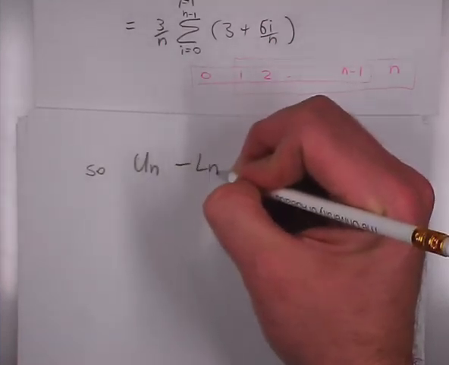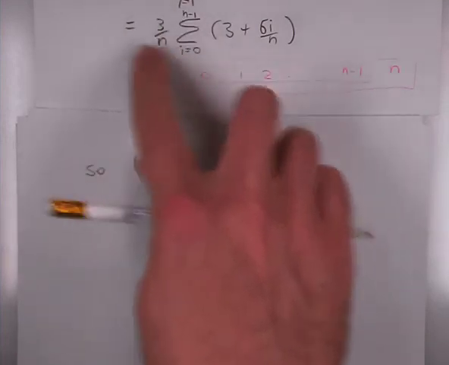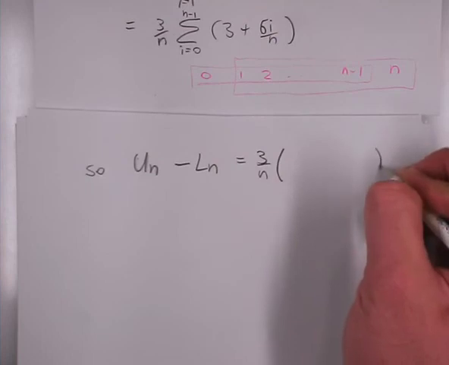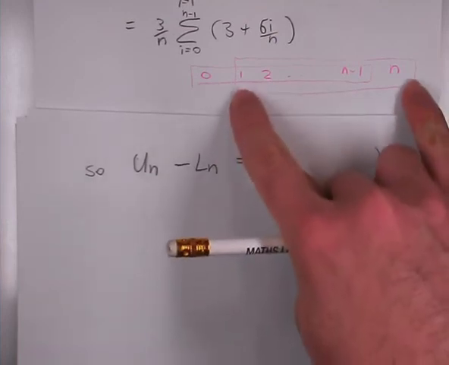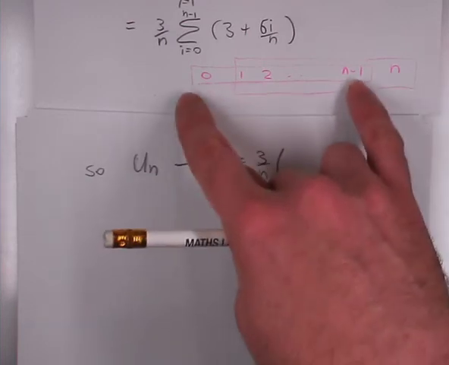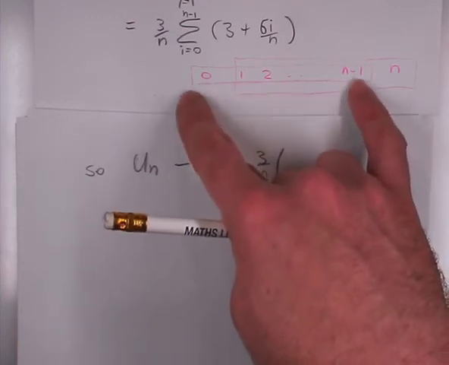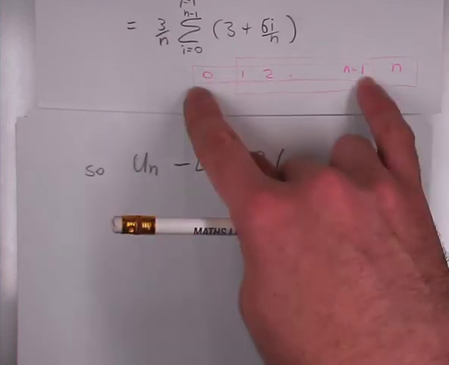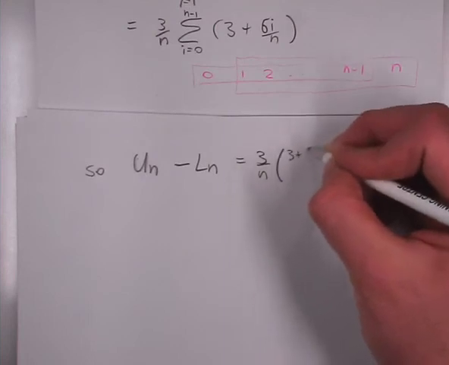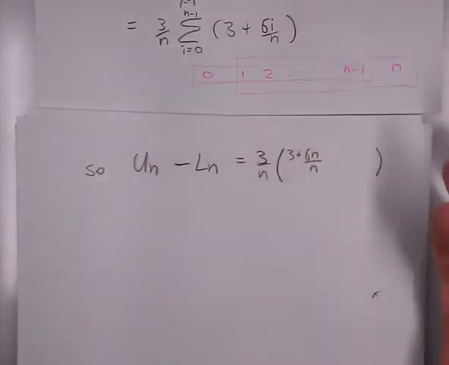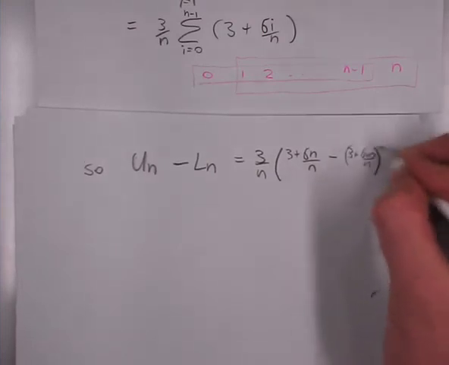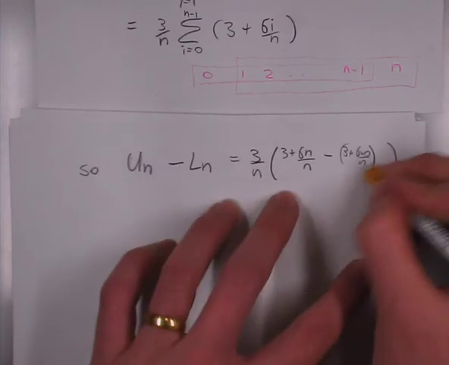sum, right? There'd still be a 3 on n, because that's out the front. And that's the upper sum there, which has all of them including n, and this is the lower sum here, which has all of them including 0, and I'll do this minus that, so all the ones in the middle will cancel out. So it will be 3 plus 6n on n, the one for n, minus 3 plus 6 times 0 on n, because that's the one for 0.